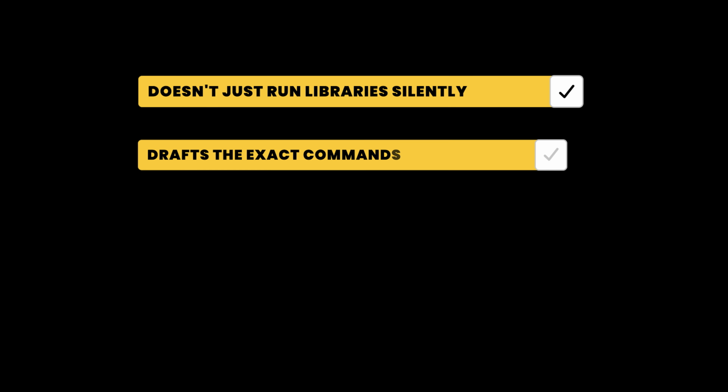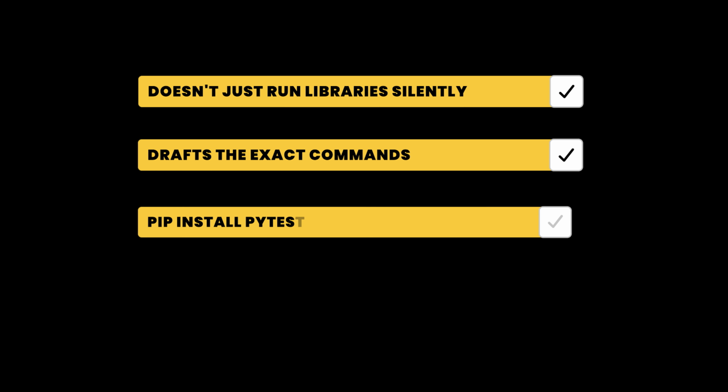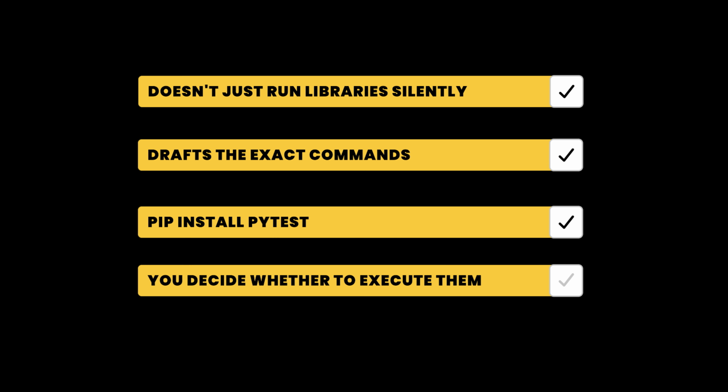And finally, there is the terminal step. If new dependencies are required, for example, installing new libraries, the agent doesn't just run them silently. It drafts the exact commands like pip install pytest, and you decide whether to execute them or not. Now let's apply this cycle to our wedding registry.